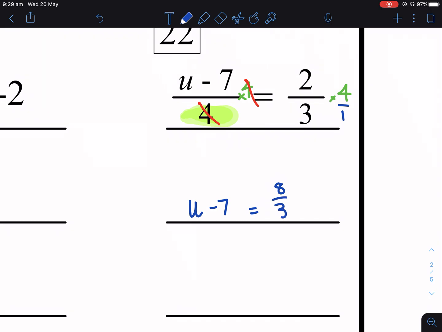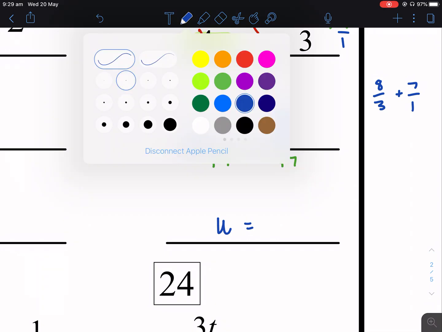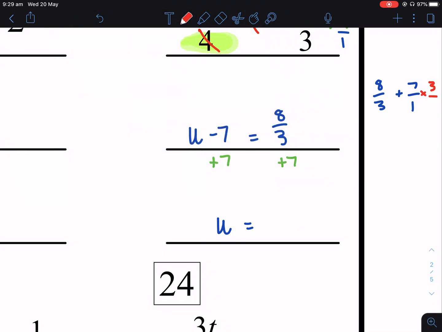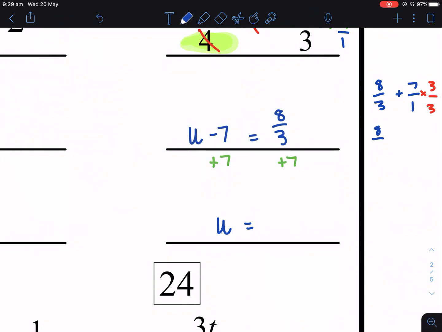Which means we now need to get rid of that minus 7. We need to plus 7. So we've got u equals 8 over 3 plus 7, I'm going to do that. 8 over 3 plus 7 over 1, I'm going to times this by 3 to have 3 on the bottom of both fractions. So that's 8 over 3 plus 21 over 3, 8 plus 21, 29 over 3, okay, 29 over 3.